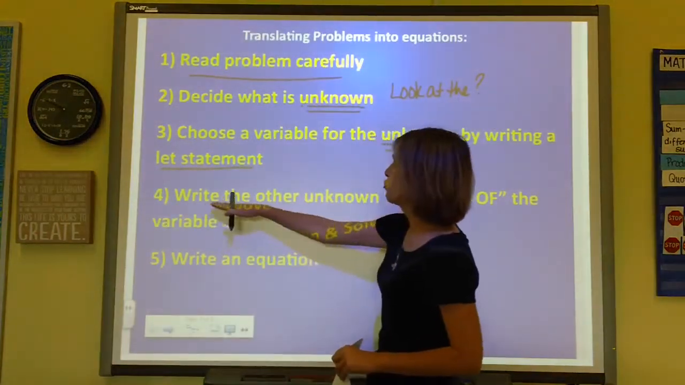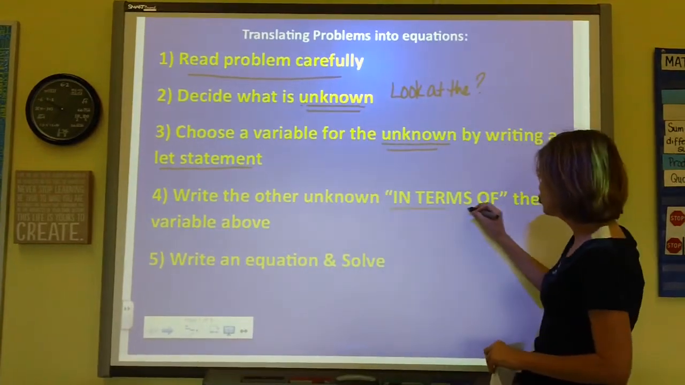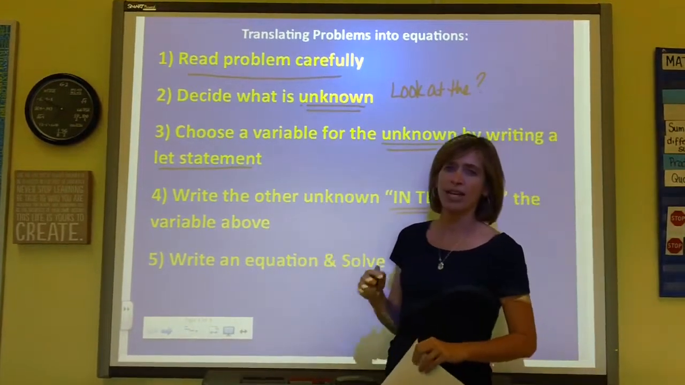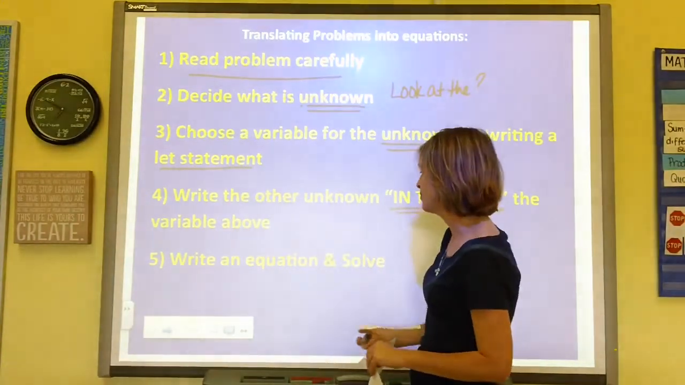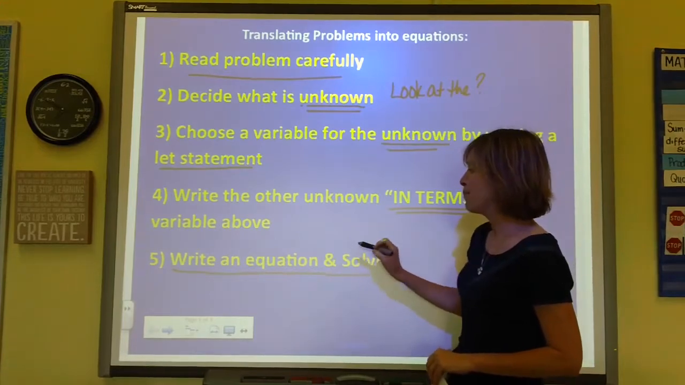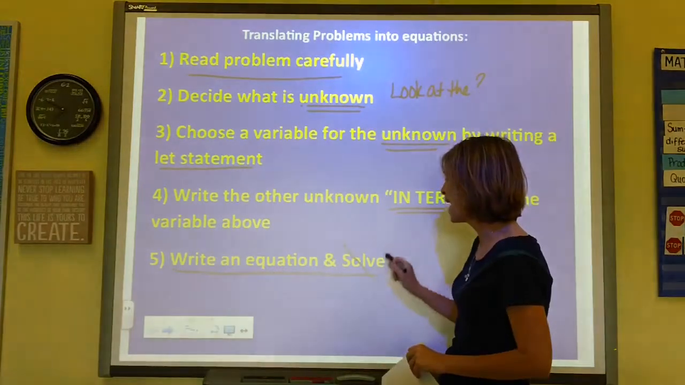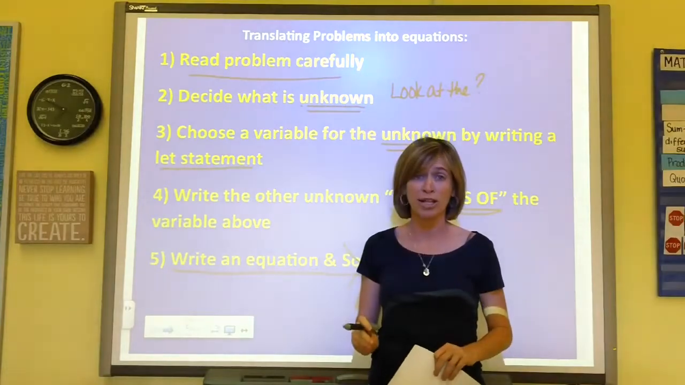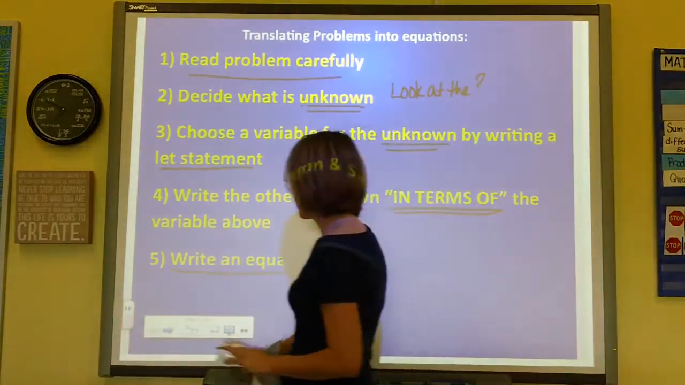All right, then you have to write the other unknown in terms of the variable above. Again, I'm going to demonstrate this in a second. Then we're going to write an equation and solve. Okay, but for this lesson, we're not going to solve. We're just going to write the equation, okay? All right, so let's look at what I mean.